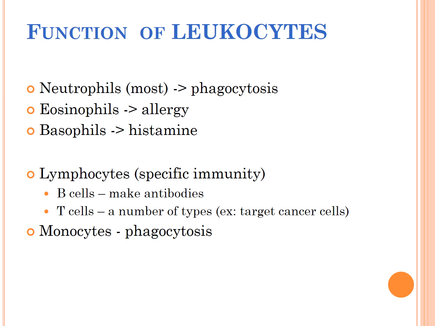Basophils release histamine. Histamine increases capillary permeability, allowing fluids and white blood cells to access an area of infection. If this occurs when you're having an allergic reaction or having an allergy, you tend to take an antihistamine. Lymphocytes provide specific immunity. B cells, which mature in your bone marrow, make antibodies. T cells, which mature in your thymus, consist of a number of different types. One type, the cytotoxic T cells, help to target potentially cancerous cells. Monocytes can also function in phagocytosis.